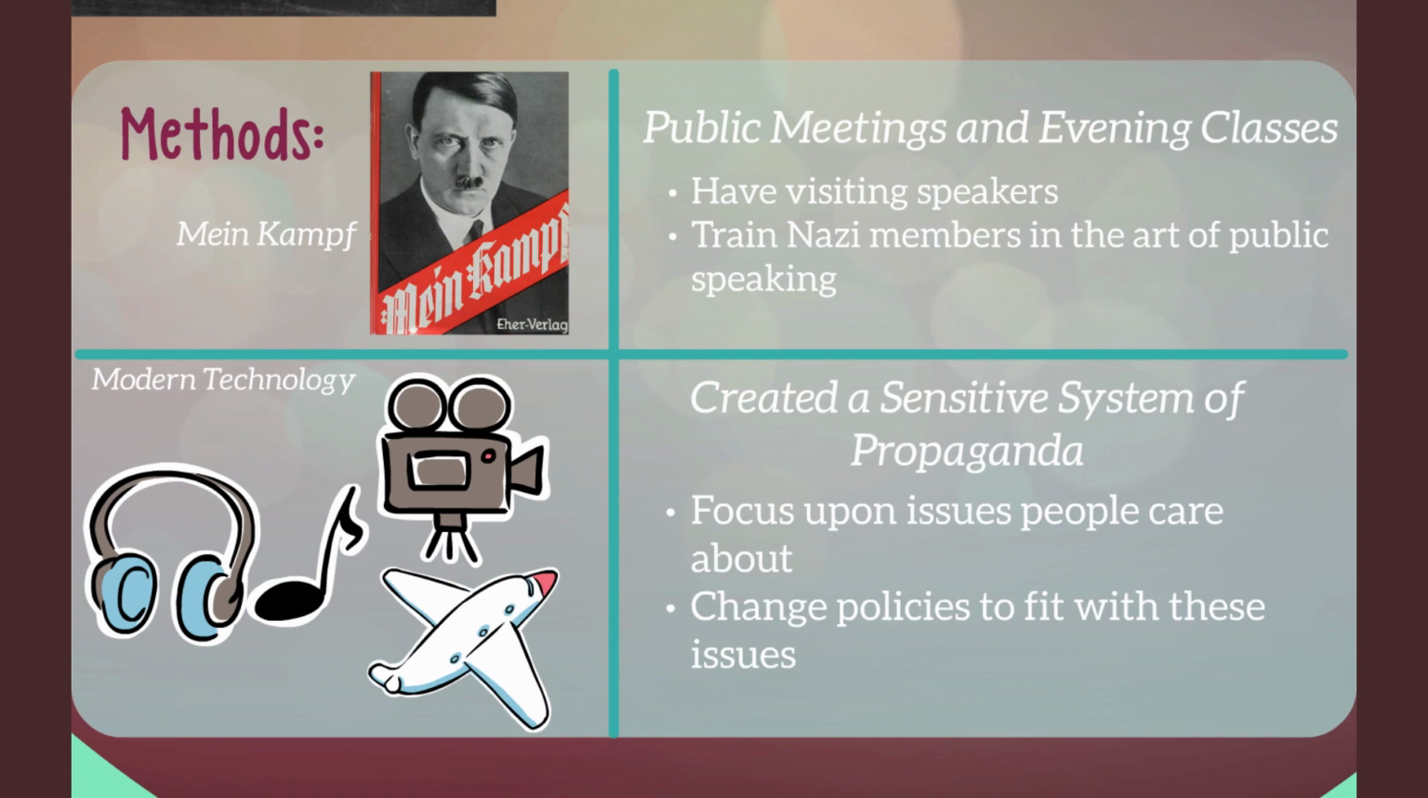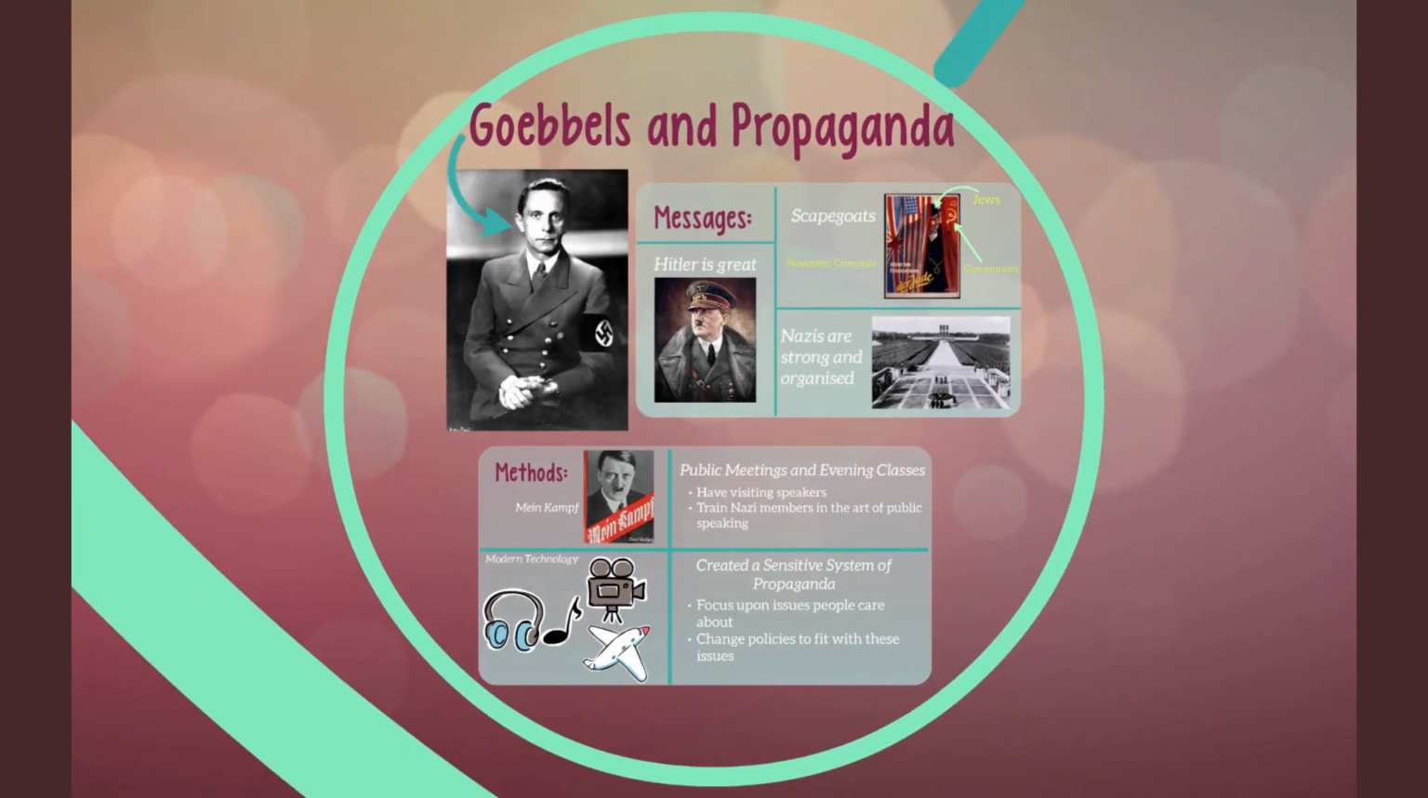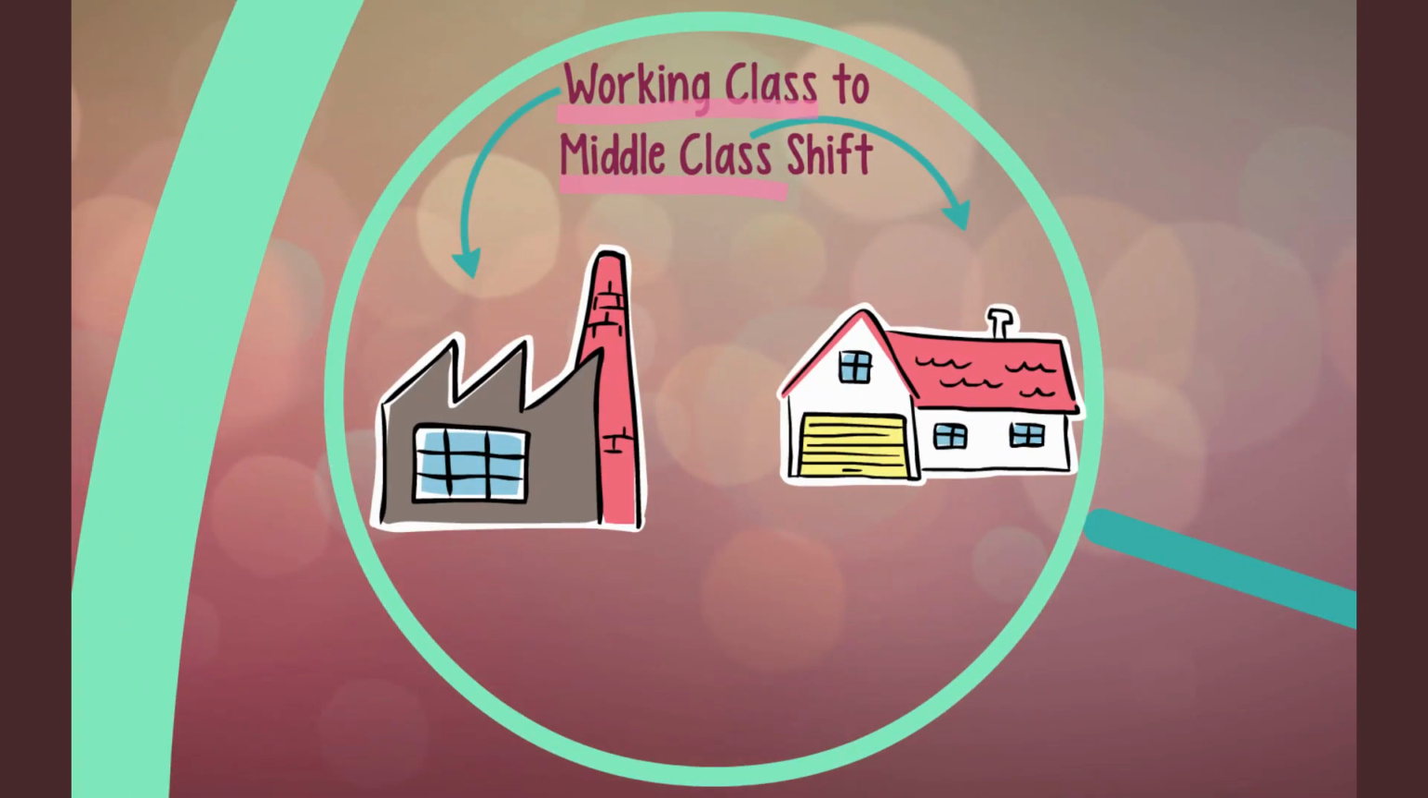The next thing, and this is an example of how they changed their policies to fit with gaining support, is a working to middle class shift. So in the early 1920s, the Nazi Party was really focused on gaining support from the working classes. They ran many public meetings and discovered that it was mostly the anti-Jewish message that the working classes were responding to, so they increased their anti-Jewish propaganda.